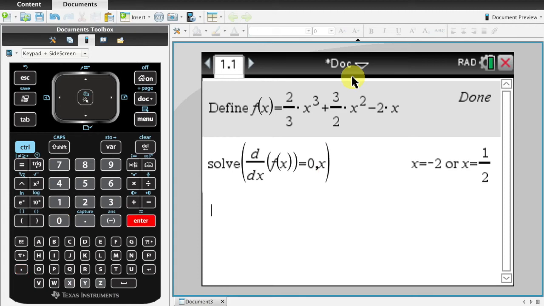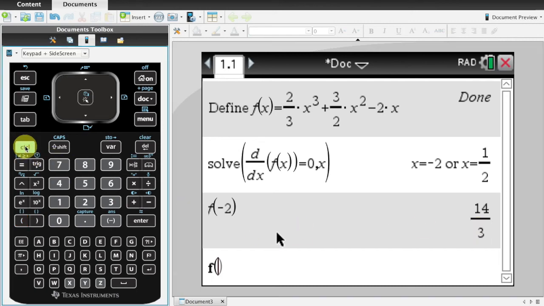And you can see I have those two positions, negative 2 and 1/2. They are the two x values. To work out their corresponding y values, I need to substitute those x values into the original f of x. So I want f of negative 2, and that produces the 14 on 3. And I also want f of 1/2.